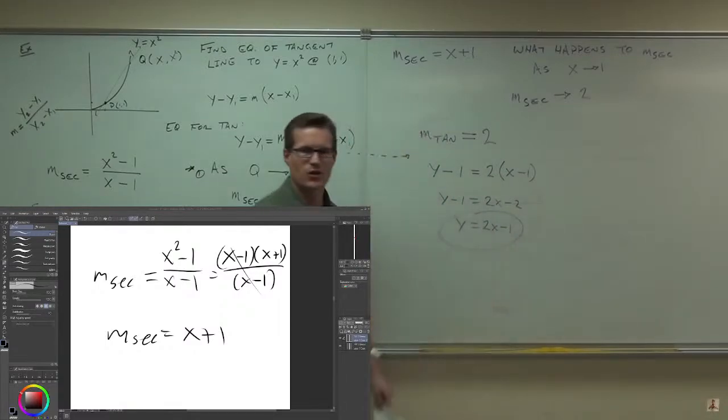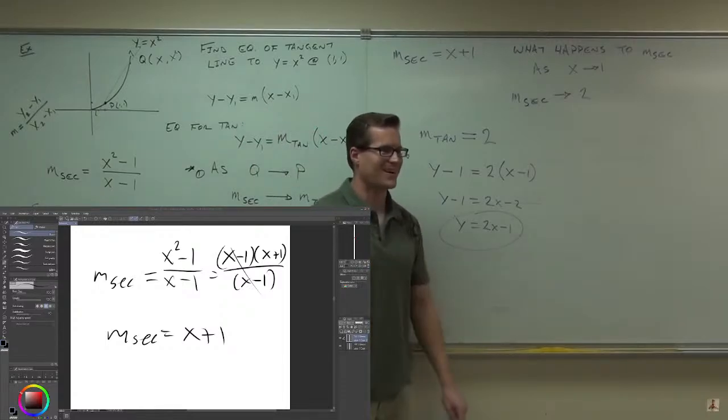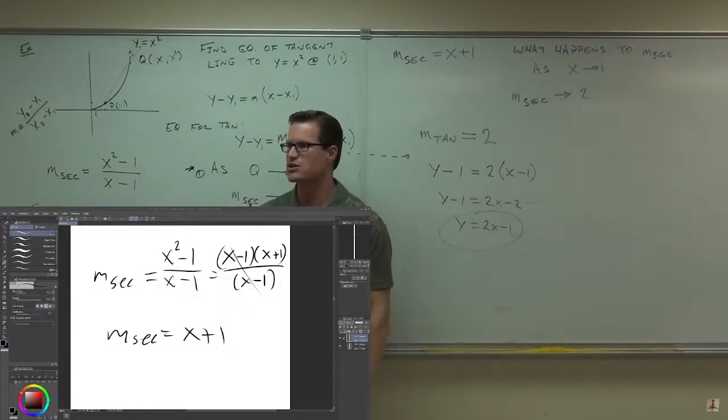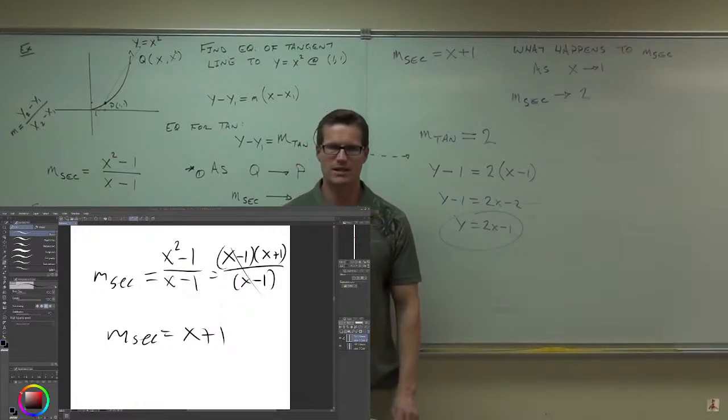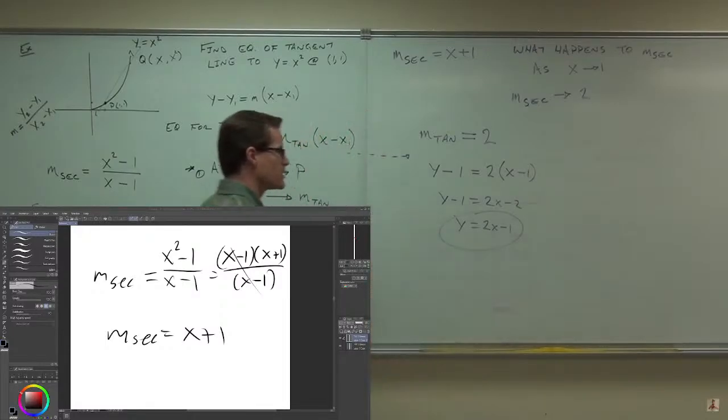That's the slope of a curve at a point. That's awesome. Isn't that cool? We just found the first tangent line to a curve that you've done. Now granted, it's not a very hard curve, but here's what it is. I'll show it to you.